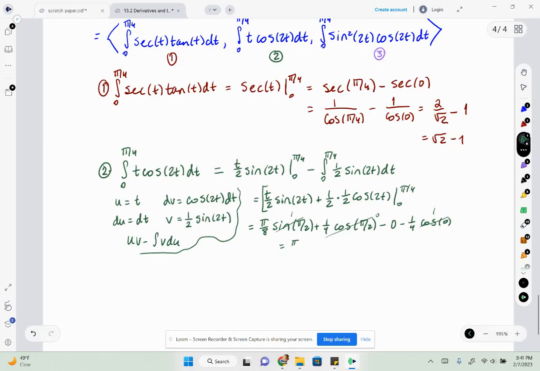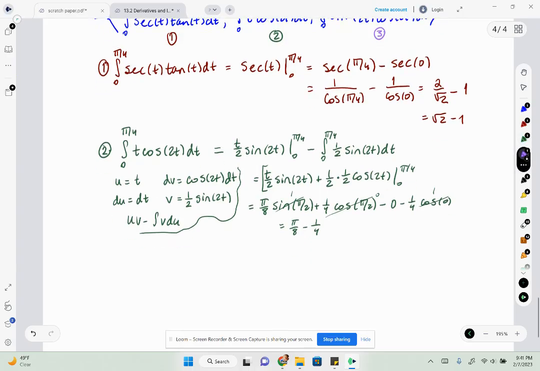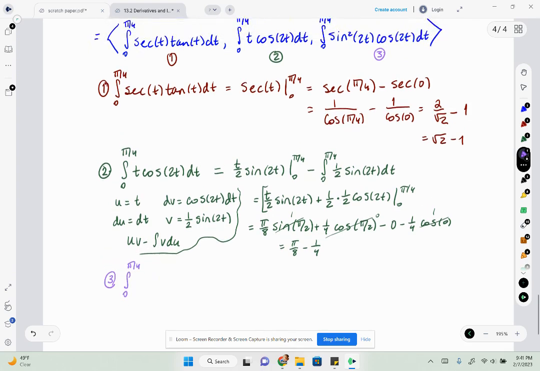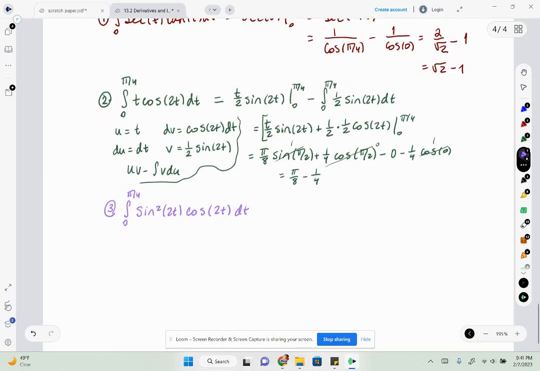So our final answer here is pi over 8 minus 1/4. And that's the second one. The third one is the integral from 0 to pi fourths of sine squared of 2t cosine of 2t dt.